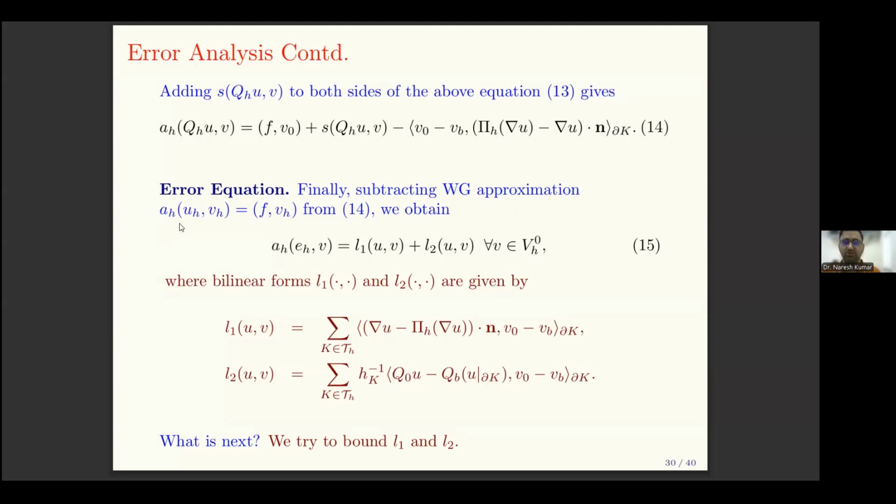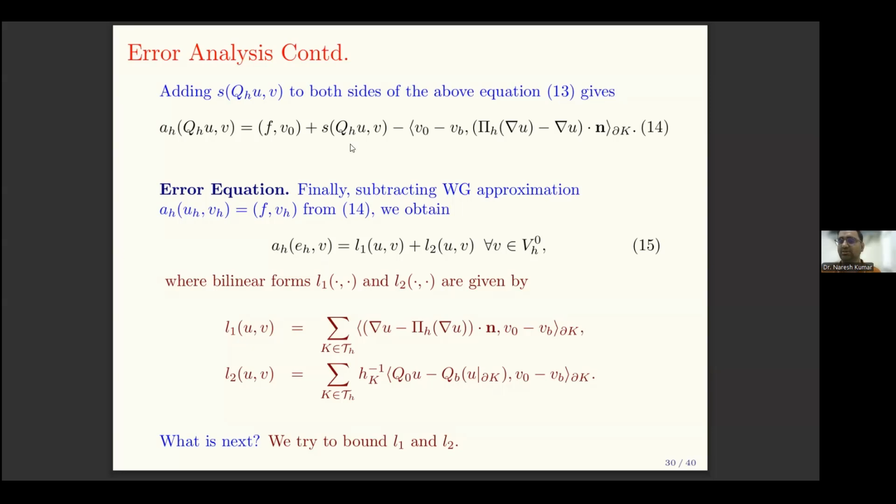What is the WG approximation? Suppose we have minus Laplacian u is equal to f. Then what is the continuous setting? a(u,v) is equal to (f,v). And what is the WG setting? a_h(u_h,v_h) is equal to (f,v_h). So now when you subtract this WG approximation from equation 14, then (f,v) is common, so it cancels out, and (f,v naught) cancels out. This is 0. And a_h of Q_h u minus u_h is what? It is e_h. So basically you will get a_h(e_h,v).